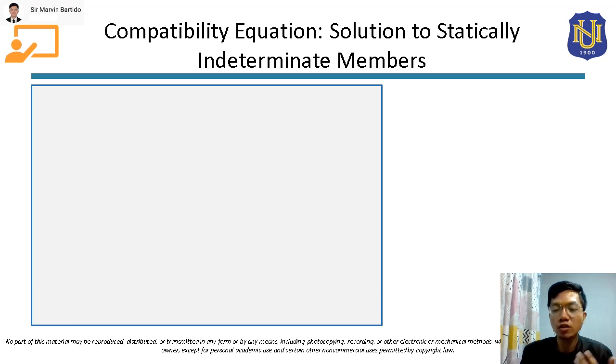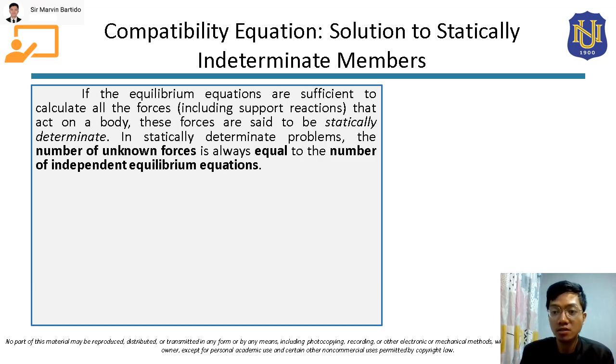So we are now going to discuss the compatibility equation. This is the solution for solving statically indeterminate members. So what are statically indeterminate members? If the equilibrium equations are sufficient to calculate all the forces, including support reactions, that act on a body, these forces are said to be statically determinate. Now, in statically determinate problems, the number of unknown forces is always equal to the number of independent equilibrium equations.